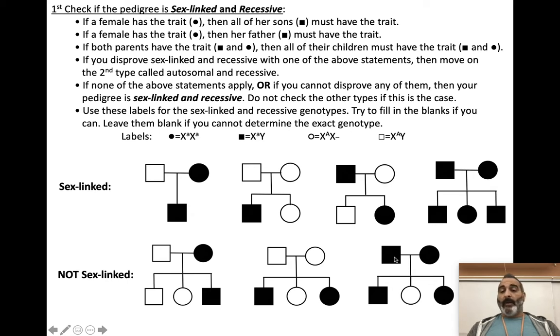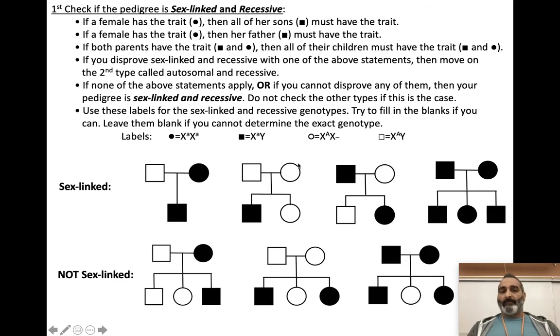Okay? Down here, mom and dad have it. They have a daughter that doesn't have it. That we've just proved this one is not sex-linked. If both parents have it, all their children must have it. Both parents have it, all their children must have it. So this one is not sex-linked. So these three down here, we have proven that they are not sex-linked. Since we've proven they are not sex-linked, now we move on and check number two. These ones here, we cannot prove any of them wrong.